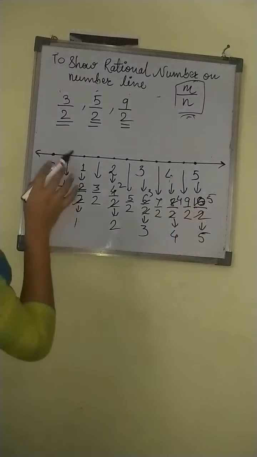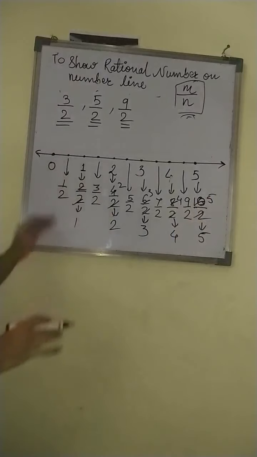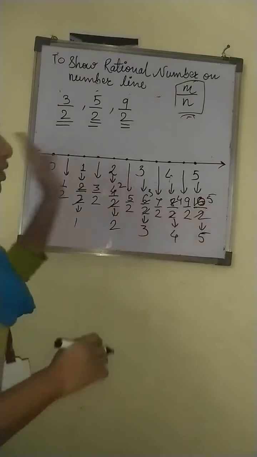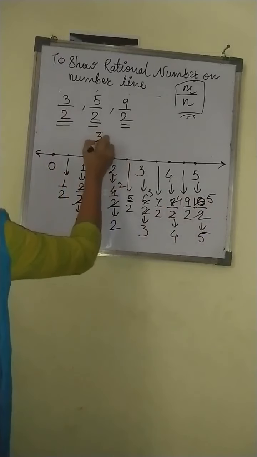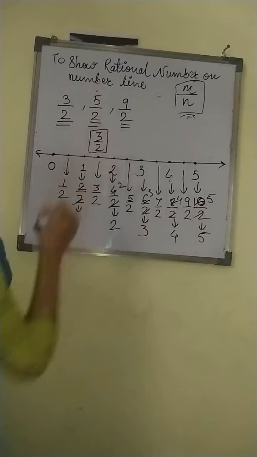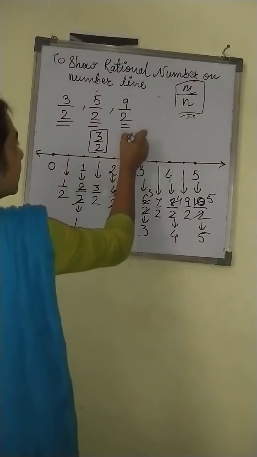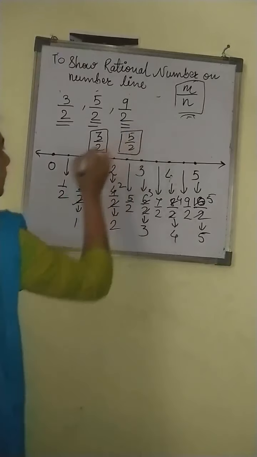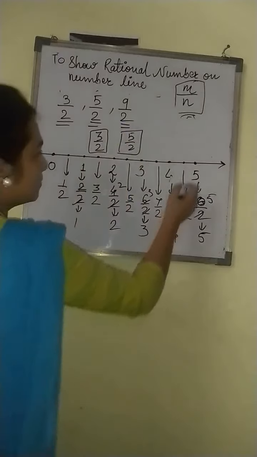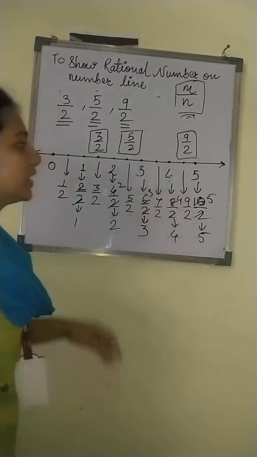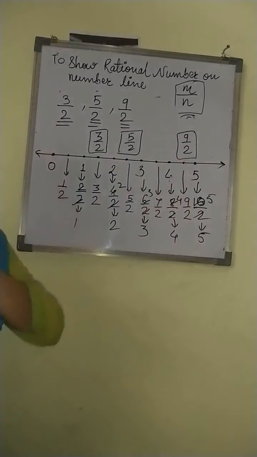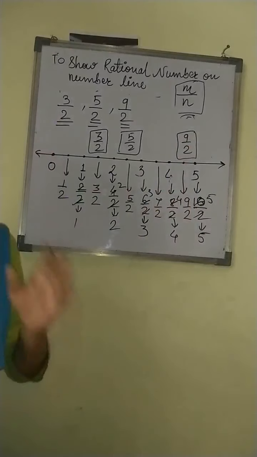Getting it? So while solving questions, you are not going to draw all these things. You are only going to show what we have to show. 3 by 2. Where is our 3 by 2? Here. 3 by 2. Then where is our 5 by 2? This one. 5 by 2. Then next, where is 9 by 2? This is 9 by 2. Students, this is very, very easy. You can draw it very easily and solve the questions very easily.